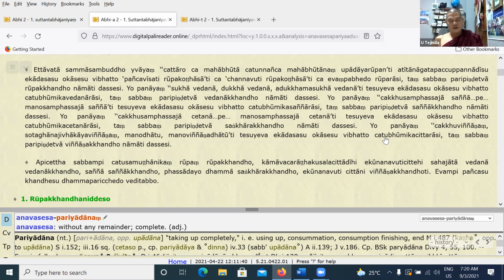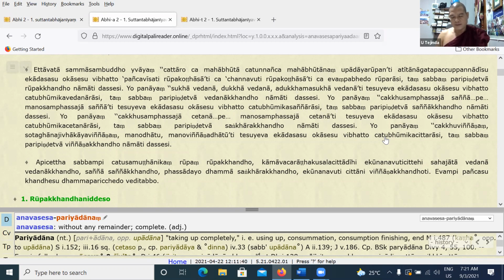So here, the aggregates are classified in two ways. You know all these things already. When you see the five aggregates, you don't have Nibbana here. Nibbana is also one of the realities, but Nibbana is not classified into any aggregate here.